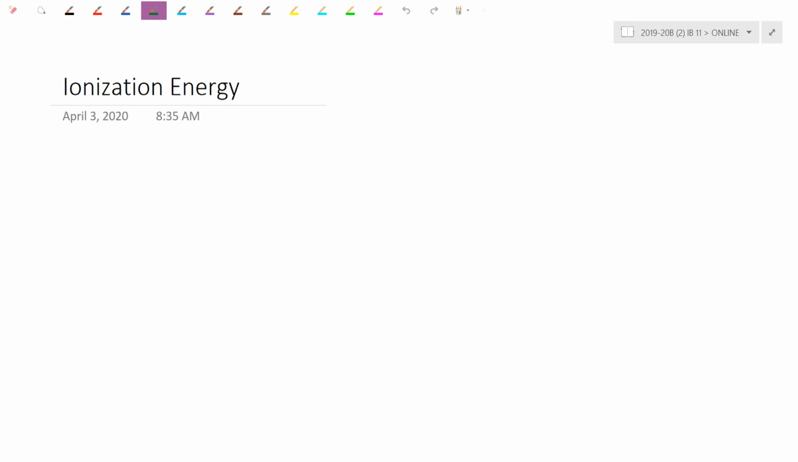Morning, everyone. So this will be our last lesson in Chapter 2 on ionization energy. Hopefully you've had a chance to try out the electron configuration model for yourself. Again, that is a sort of a new model.